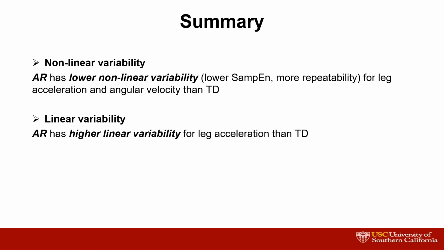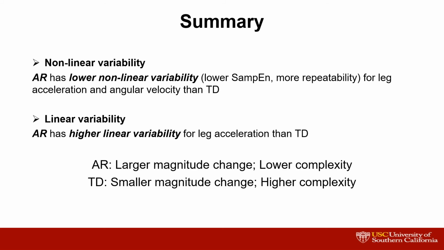To summarize, the at-risk group has lower nonlinear variability, and we interpreted this as more repeatability for leg acceleration and angular velocity than the typical developing group. The at-risk group also has higher linear variability for leg acceleration than the typical developing group. We interpreted this result as the at-risk group having higher magnitude change, but their movement pattern has lower complexity, and the typical developing group has relatively smaller magnitude change, but their movement pattern has higher complexity.